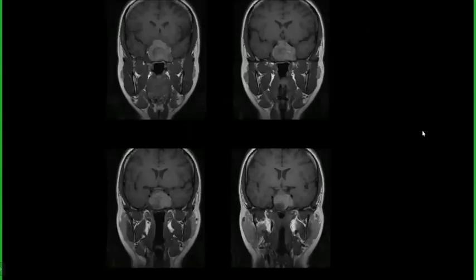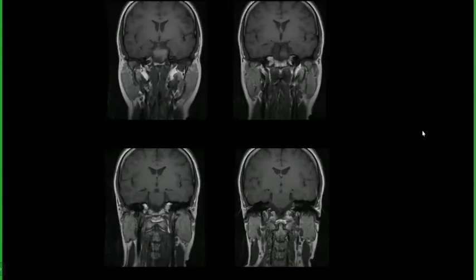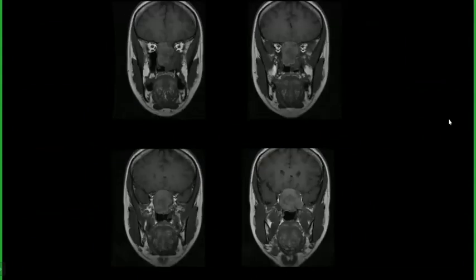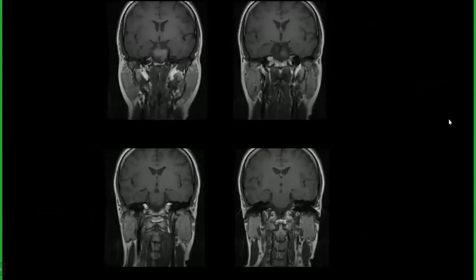This is the coronal T1 image. It shows an intermediate signal, relatively hyperintense compared to the muscles. It is not extending into the sella.